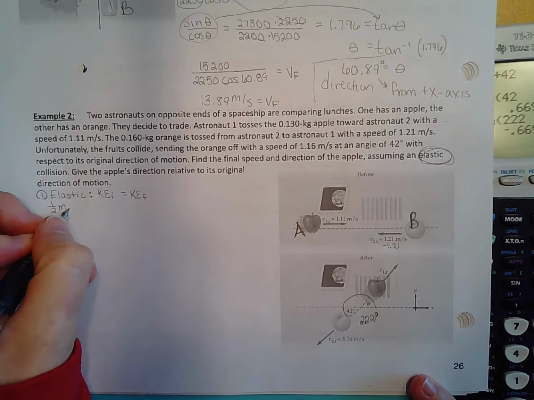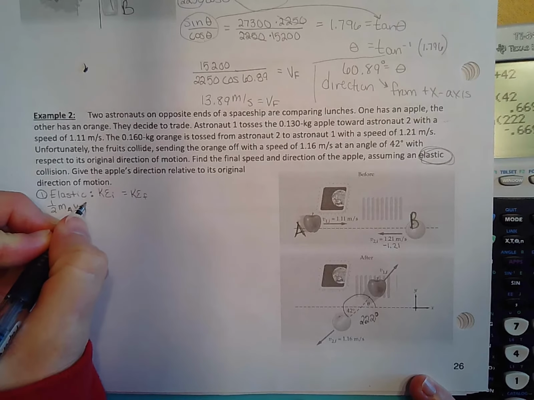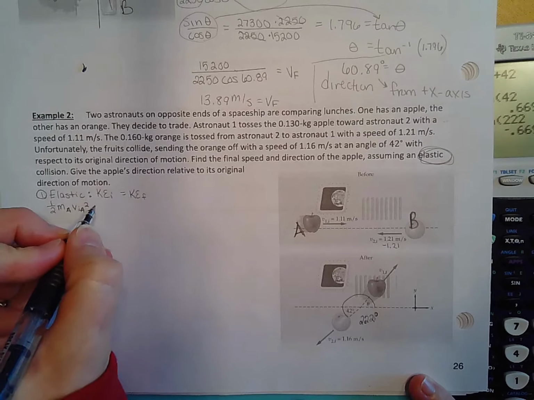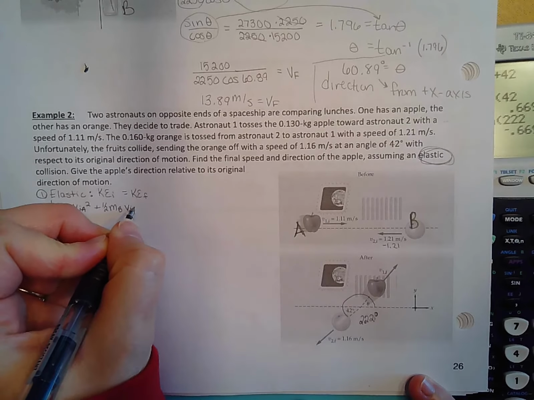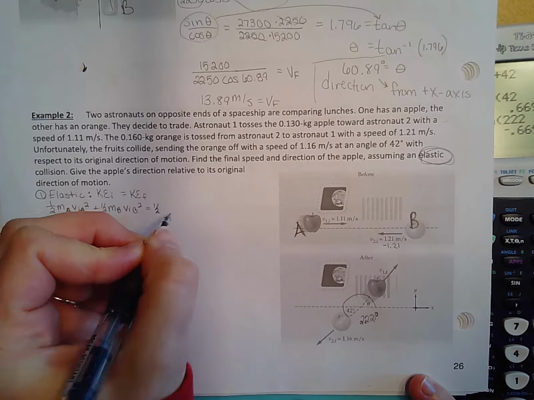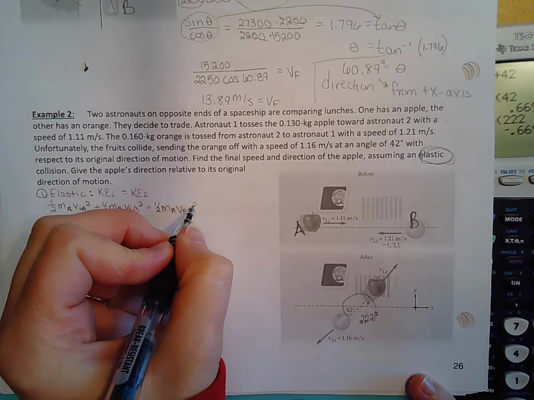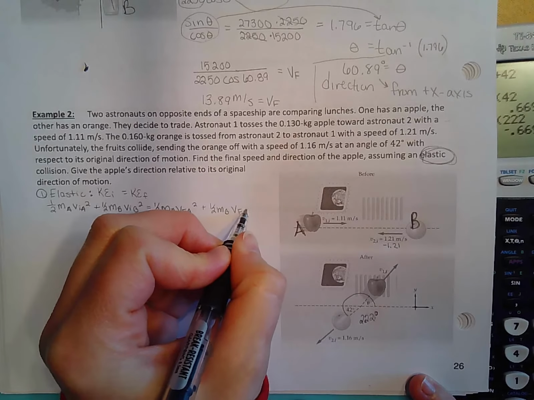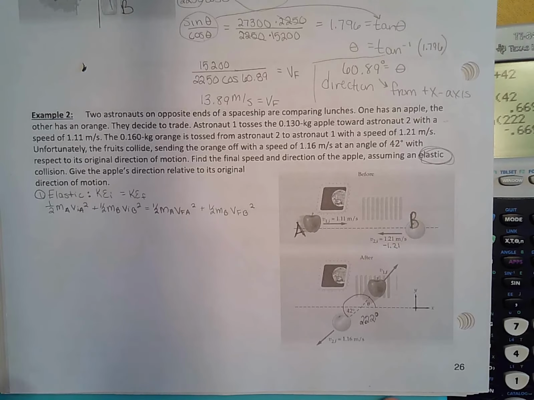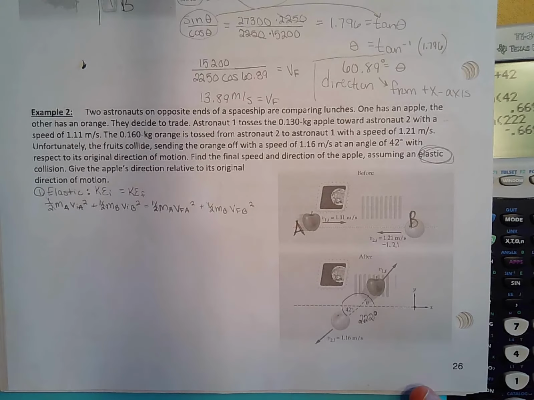So I'm going to do 1/2 mass of A, velocity initial of A squared, plus 1/2 mass B, velocity initial of B squared, equals 1/2 mass A, velocity final of A squared, plus 1/2 mass B, velocity final of B squared. That's 1/2 mv squared on each term, with a whole bunch of extra little things so I don't forget. Something we can remember: everything has a 1/2, so I'm totally ignoring the 1/2s.